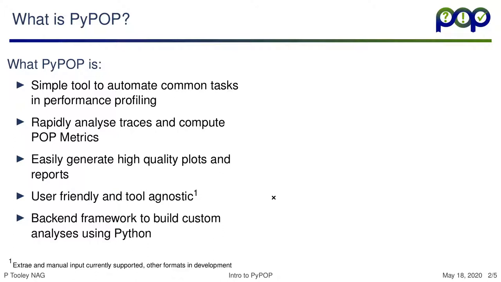In contrast, PyPOP is designed to be a much simpler tool that automates the common and repetitive tasks in performance profiling. In particular, it's designed to allow rapid analysis of traces and quickly computing the POP metrics. From here, we can generate high-quality plots and reports based on those metrics, and it's designed to provide a user-friendly and tool-agnostic interface for doing this. It's also built on top of a back-end framework that allows advanced users to build custom analyses in Python if they wish to.